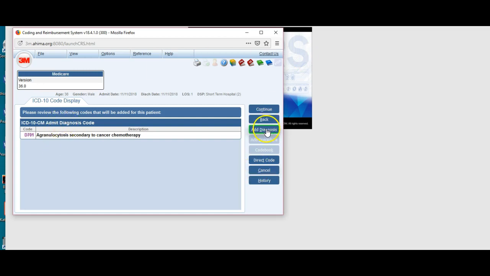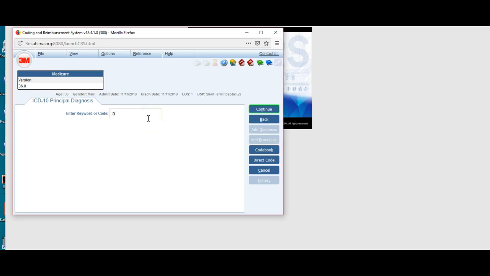We're also going to put that in as the principal because the admit is what they came in with, and the principal is what the doctor determined after study was the reason. So it is both in this case. So that we know the code, we're just going to enter it. So for add diagnosis, I'm going to do D70.1.